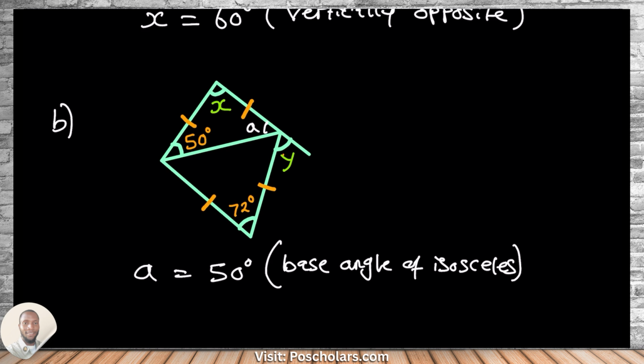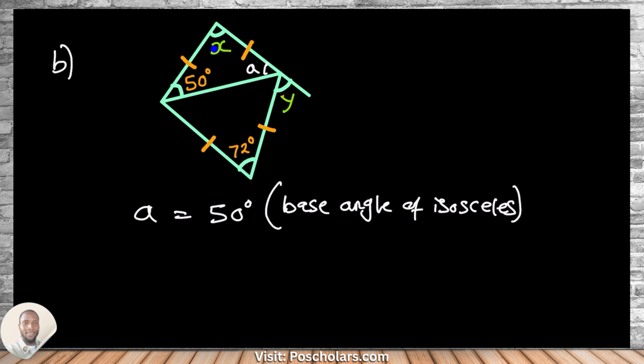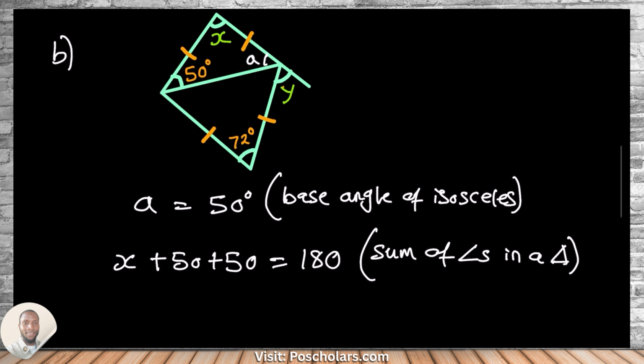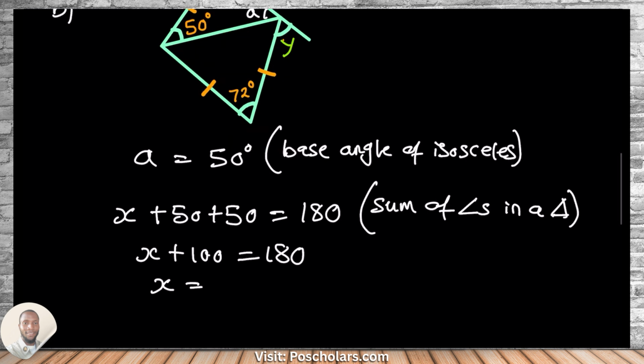Next, now that I've gotten the value of A, it's easier for me to find angle x using the information of sum of angles in a triangle. So I can say x plus 50 plus 50 equals 180, right? What's the reason? Sum of angles in a triangle. Let's simplify quickly. 50 plus 50 gives 100. So we have x plus 100 equals 180. Now we'll subtract 100 from both sides. So x equals 180 minus 100, and when you do that, x equals 80 degrees.